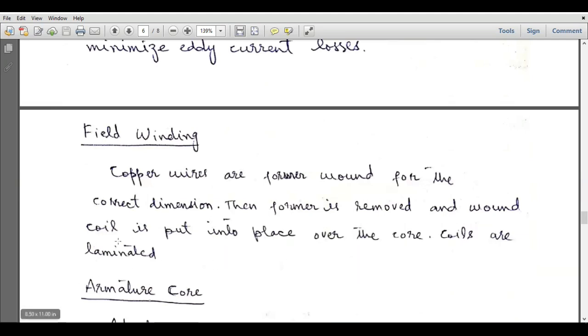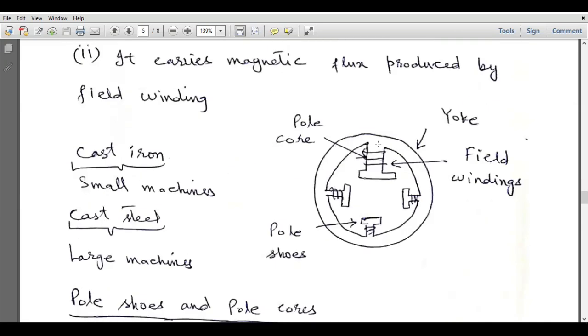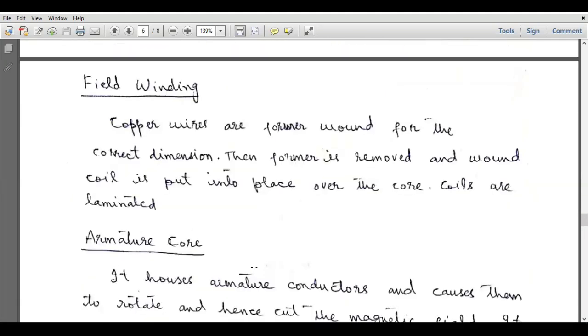Coils are laminated. So laminated copper coils are used for the field winding, and they are first wound on a former, right? Then the former is removed, and the coil itself is plugged over these pole cores, and after that these pole shoes are mounted with these pole cores by means of screws, which has also been discussed in this statement.